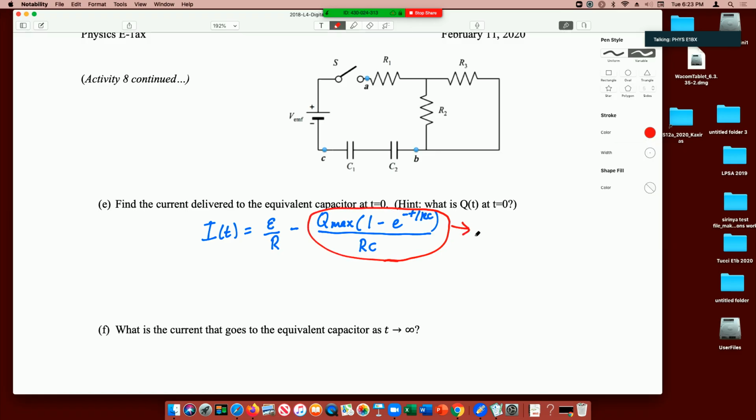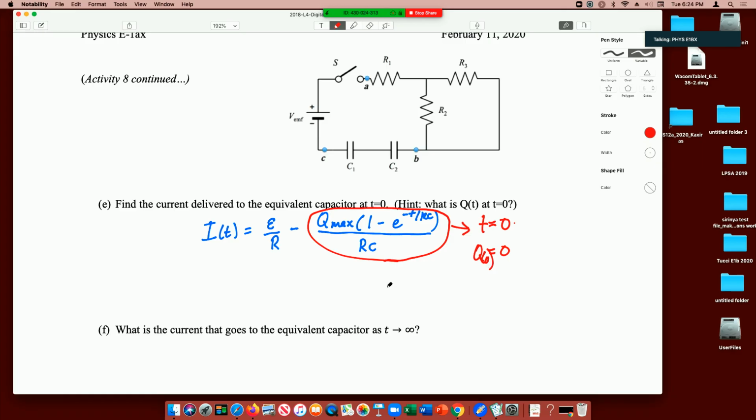What happens to this when t is equal to 0? It goes to 0. Is that obvious to everyone? e to the negative 0 is just 1, so 1 minus 1 is 0. So at t equals 0, the charge equals 0. That makes sense, because you've only just closed the switch, so there's no charge accumulated on the capacitor at that point. So Q at time 0 is just 0.